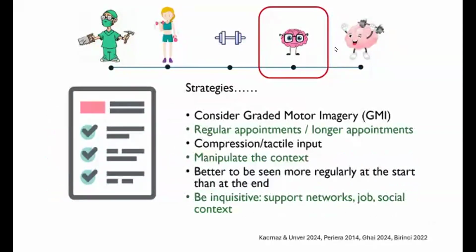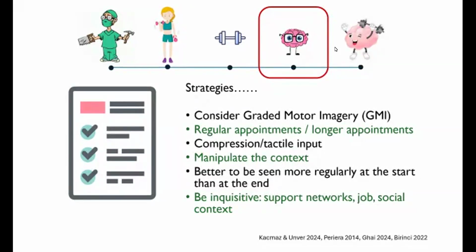So some strategies to use with this challenging group, or this group that has shown that they might have a poor outcome. We could consider the use of graded motor imagery, which is a 3-pronged process, going from right-left laterality through to motor imagery, finally consisting of mirror therapy. We can use compression, tactile input to help with proprioception. That can be anything from a compressive sleeve to manual therapy. Just having our hands on a patient and facilitating movement can be very, very useful.